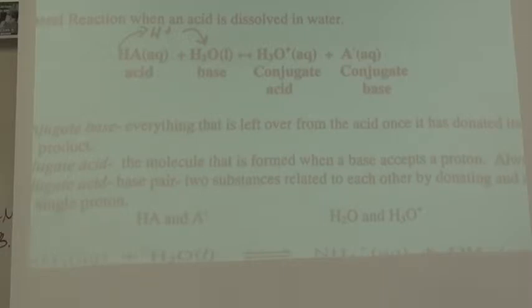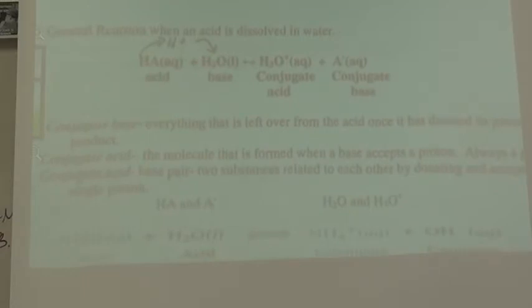So a conjugate base is everything that's left over from the acid once it's donated its proton. A conjugate is always a product. The conjugate acid is the molecule formed when a base accepts a proton. Conjugates are always products. The conjugate acid-base pair are related to each other because one donates and one accepts. Are we good there?